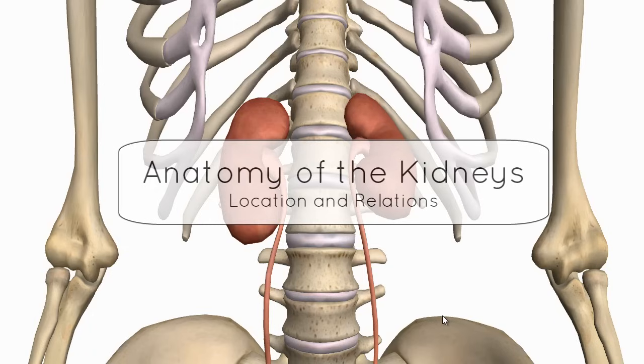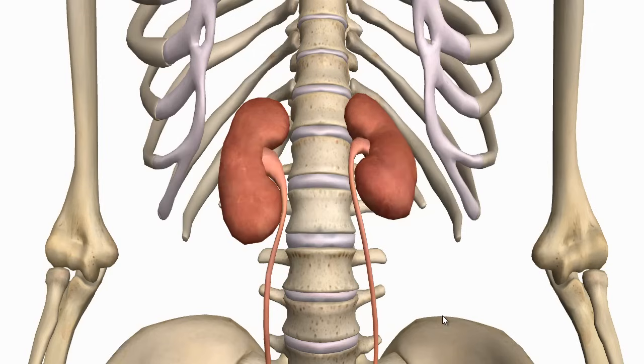Okay, so this tutorial is on the kidneys. In this tutorial I'm going to talk about the relations of the kidneys, so its location in relation to other structures in the abdomen, and I'll talk about some of the external features of the kidneys. In another tutorial I'll talk about the internal structure of the kidneys.